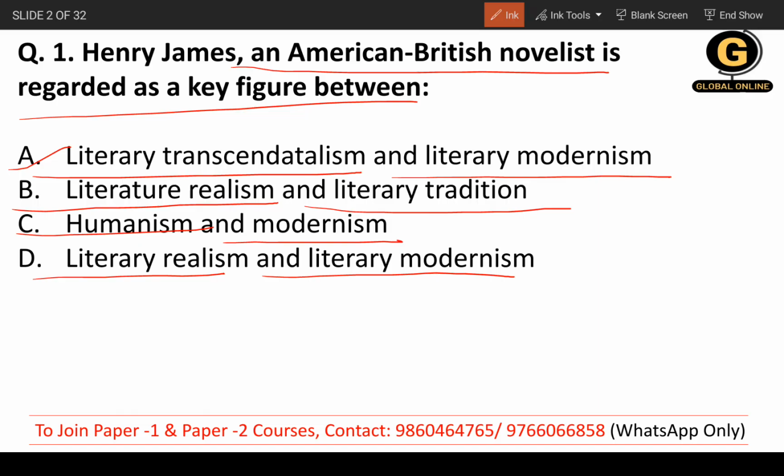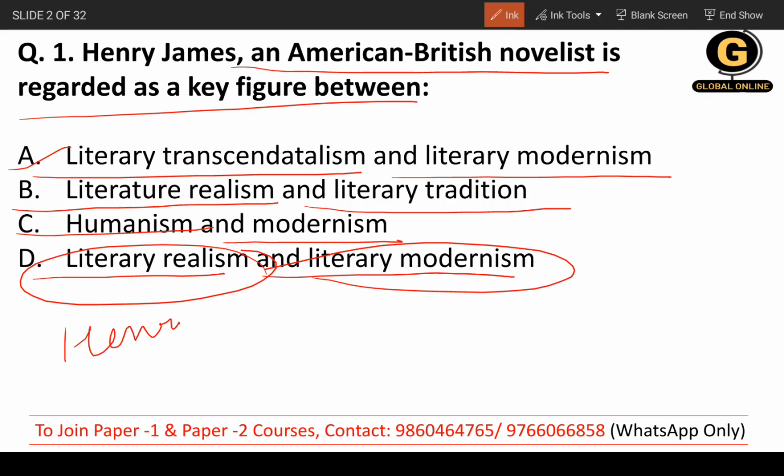Now, see here. So Henry James was very much related to literary realism and literary modernism. Okay, so he was regarded as a key figure between literary realism and literary modernism. And except that information, let me tell you some of the other facts related to Henry James. He was the son of Henry James Sr.